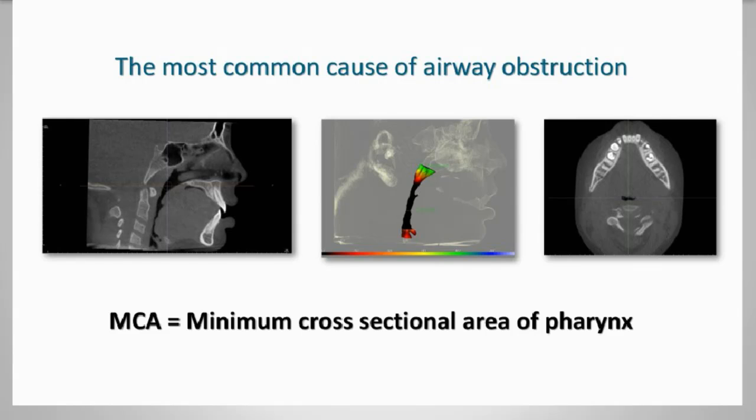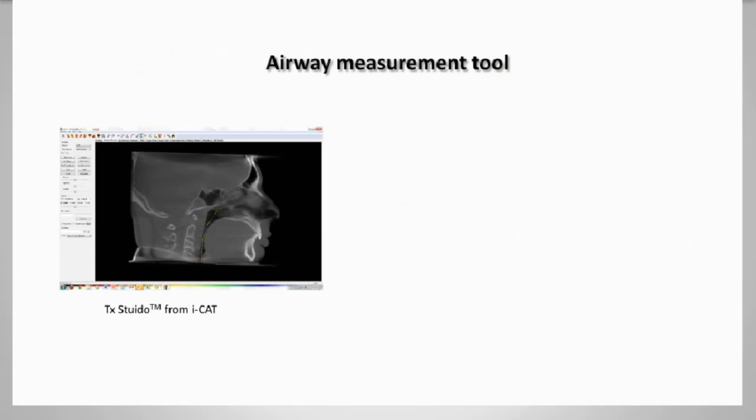Okay. So with technology now, we're able to measure the airway and get some very useful information about anatomy. This is a particular software that we use called Treatment Studio that comes with the iCAT.